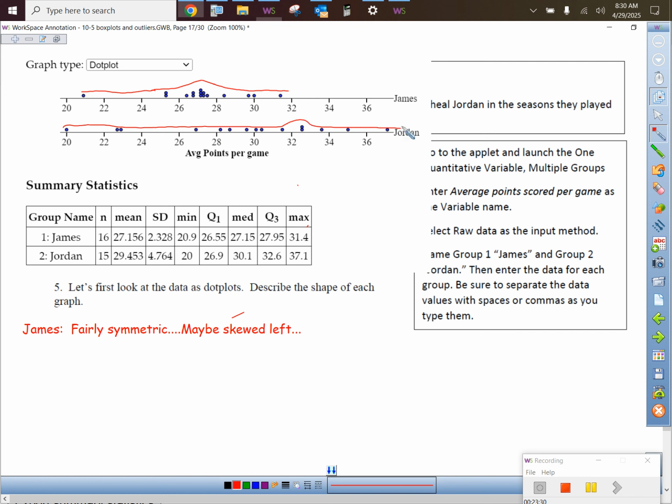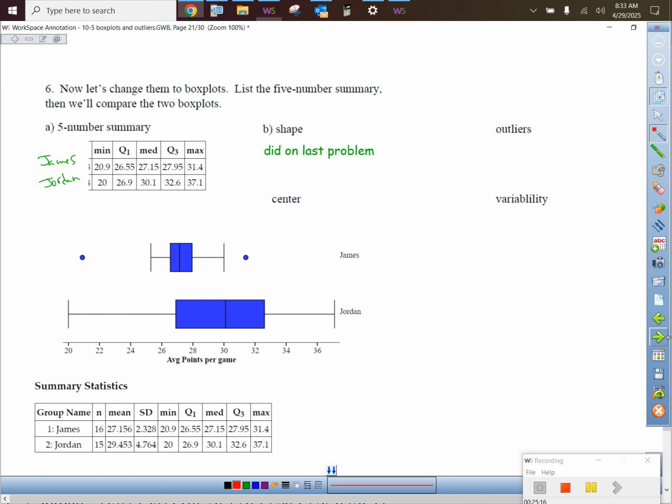But let's go back and do this. They say describe the shape. We don't need to write it down again, right? We did that on the last problem. Any outliers? You bet there was, right? Oh, they asked for the 5-number summary. I'm not going to make you write that down right here. Do you understand how to find the 5-number summary? Does that make sense? So we don't need to write it down. But outliers, James had 2 of them.